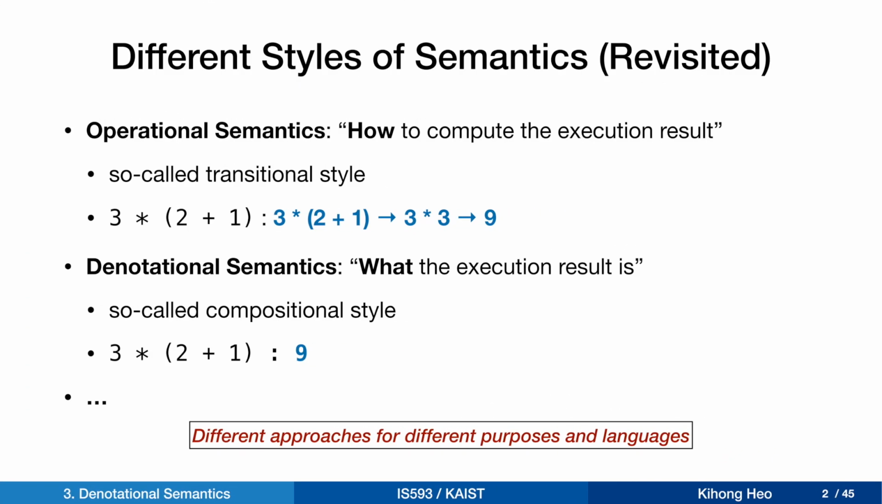Okay, let's revisit these slides. As I earlier mentioned, there are multiple ways to formally define programming language semantics. One of the most popular ways is the operational semantics we learned in the last lecture. Another popular method is the denotational semantics. This method does not take care of how the result is computed, but instead it directly defines the meaning of programs as mathematical objects. So in the previous lecture, what does operation mean?